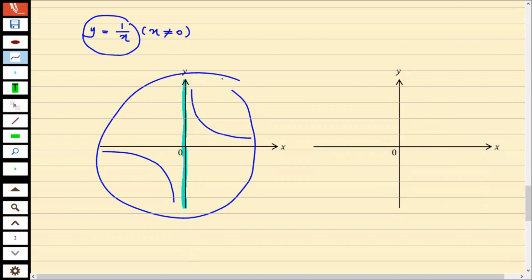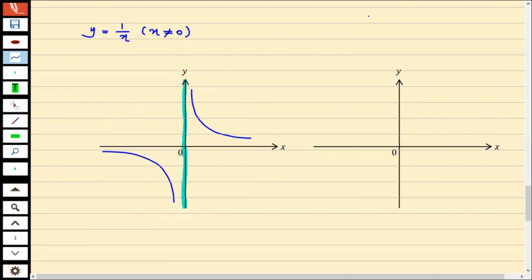You see, there are two parts of the graph in this Cartesian plane, right? We have two parts of graph, but actually it belongs to one graph. Okay, so I give you one more idea, guys. I give you one more.